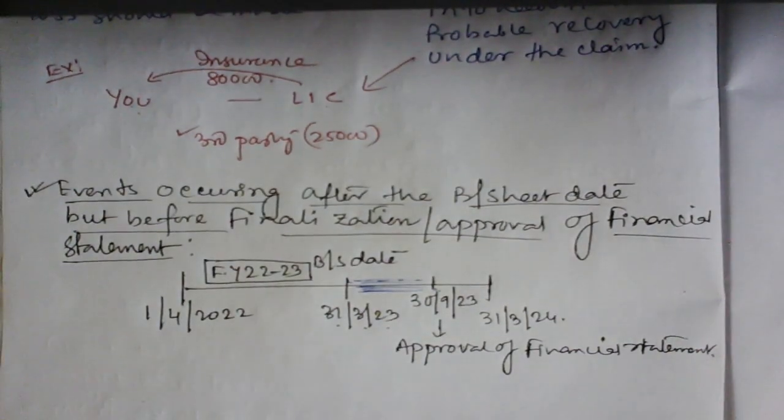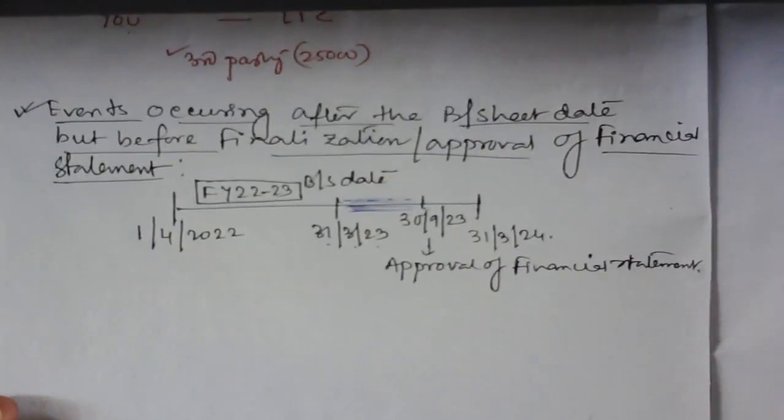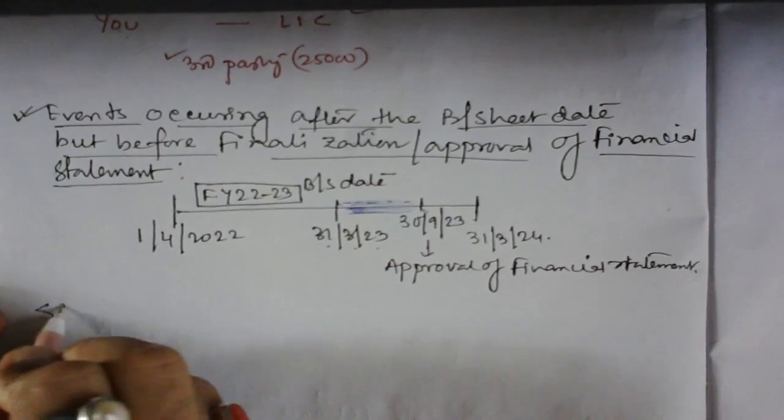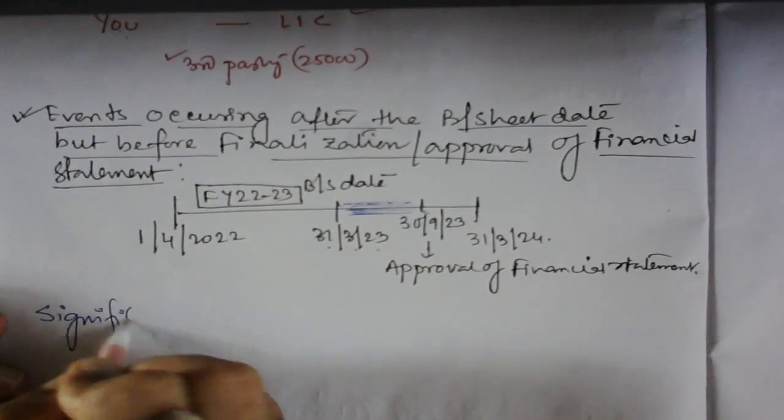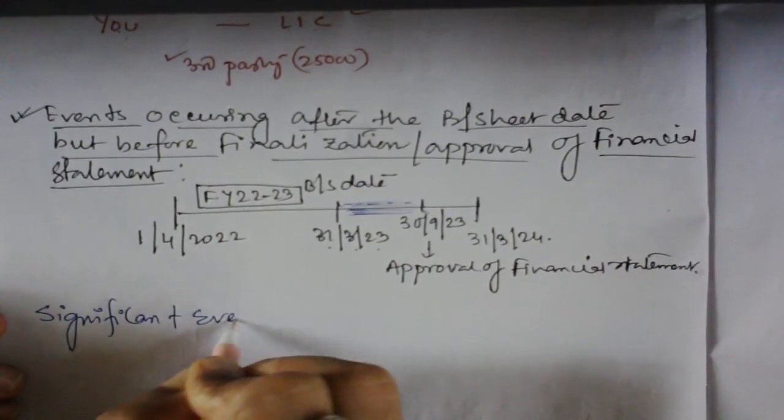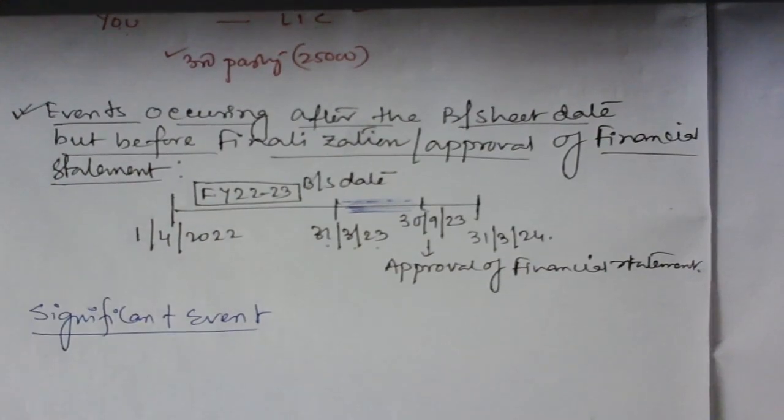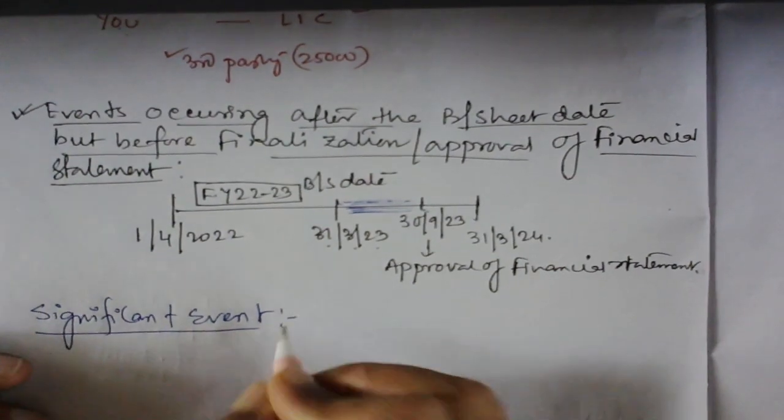Okay, sir, samajh mein aaya? That is very important. Now I am going to talk about something else. Some important notes, please note them down. Significant event. The first thing you should know is what is a significant event. Significant events are those events which occur between the balance sheet date and the financial statement approval. Please note it down.